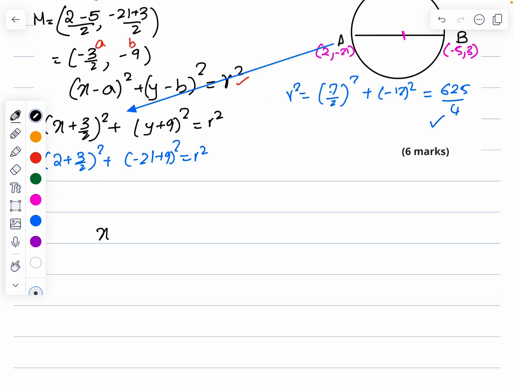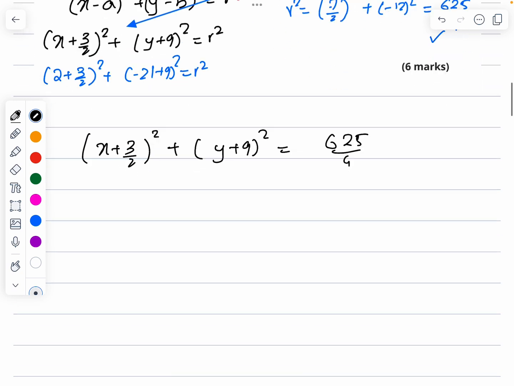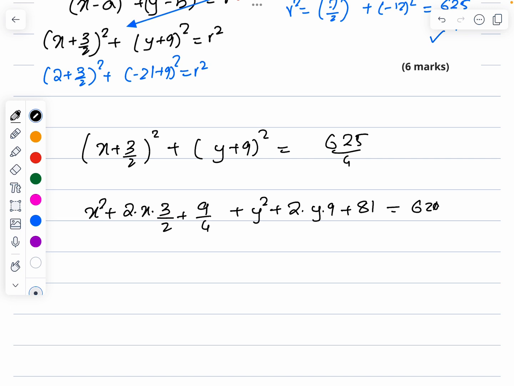So what will be the equation of a circle? (x plus 3 upon 2) whole square plus (y plus 9) whole square equals 625 upon 4. Then what am I going to do? I'm going to further expand it out. This becomes x square plus 2ab plus b square, which is 9 upon 4, plus y square plus 2ab plus 81 equals 625 upon 4.